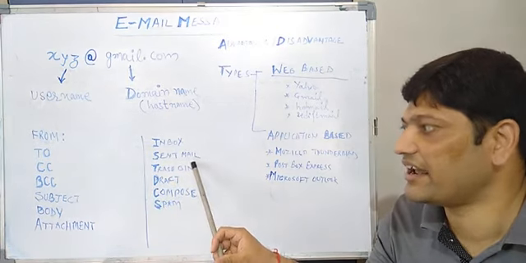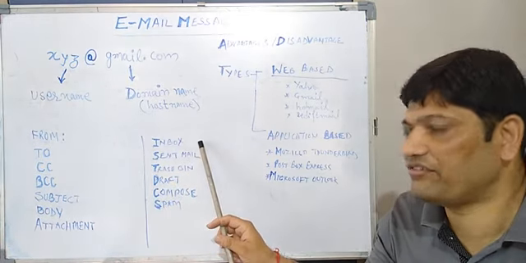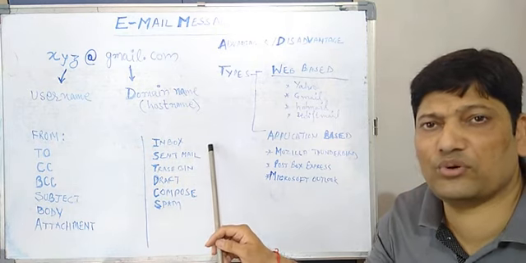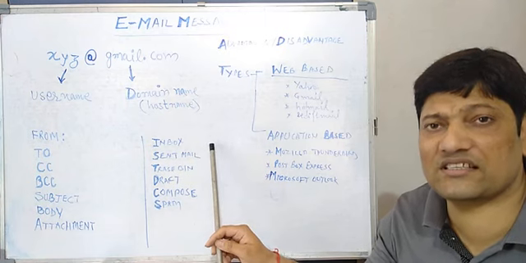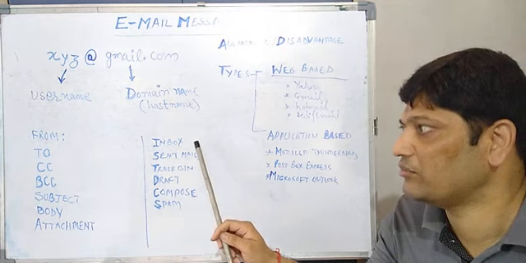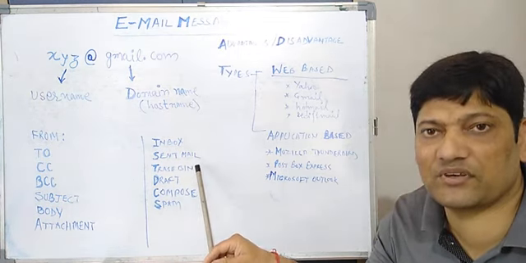Then we have a trash bin. When we feel that in the inbox there are so many mails which are of no utility, we delete such mails. What actually happens is that such mails are removed from your inbox folder to the trash bin.